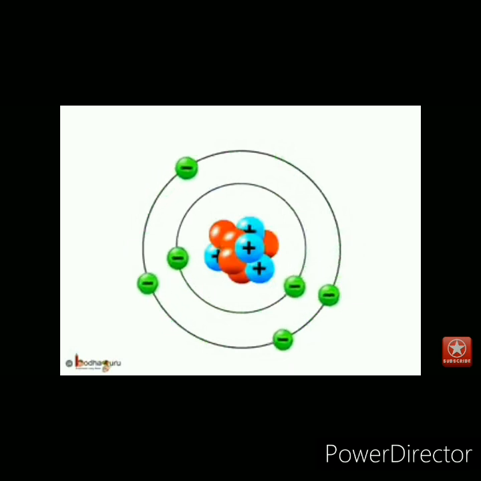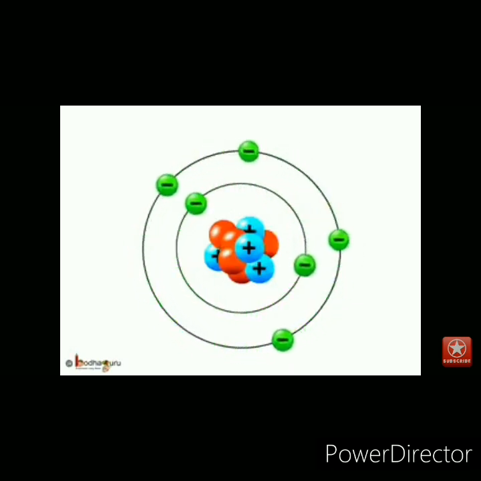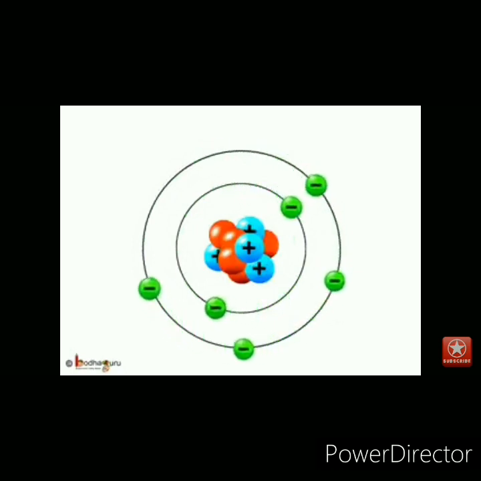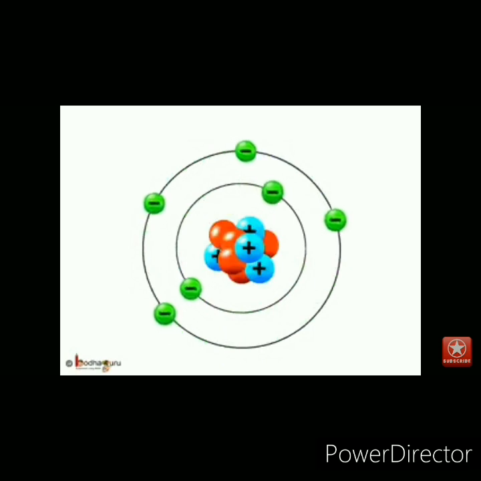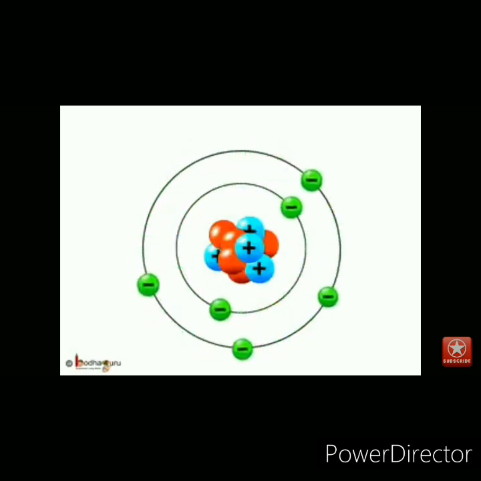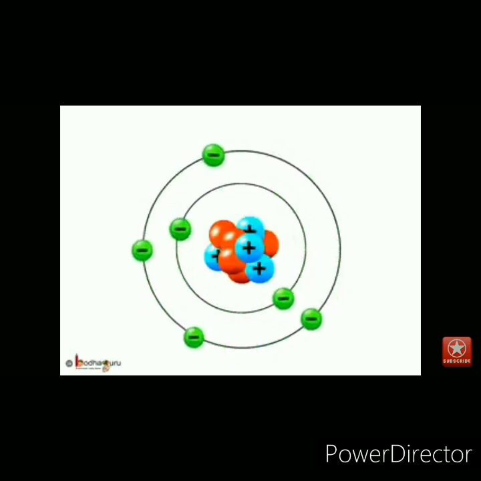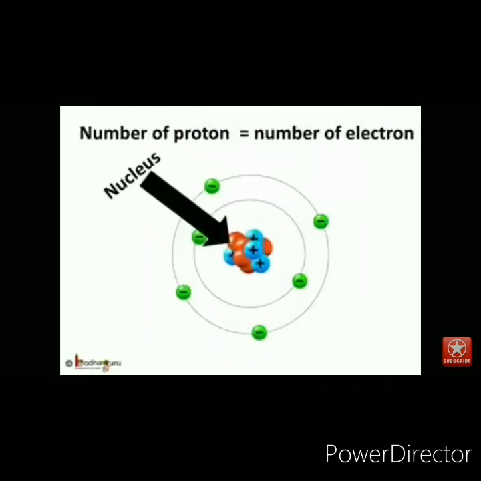Green color indicates the electron, blue color indicates the proton, and red color indicates the neutron. Blue protons and red neutrons are present in the nucleus, and green electrons revolve around the nucleus. The number of protons is equal to the number of electrons. Therefore, the atom is electrically neutral.